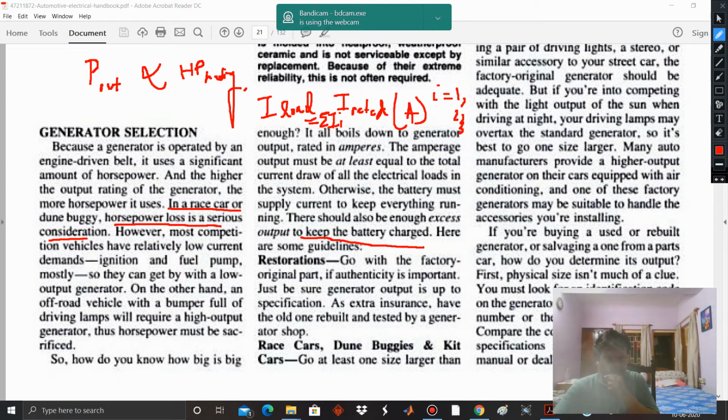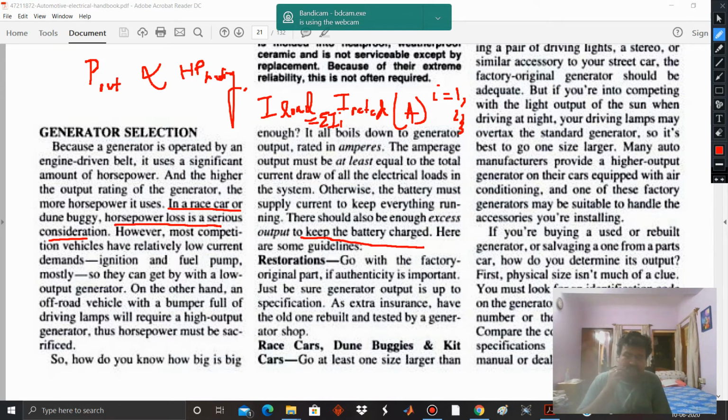So for restorations, there are some guidelines. Go with the factory original part. If authenticity is important, just be sure that the generator output is up to the specification. That has to be taken care of. So as extra insurance, have the old one rebuilt and tested by the generator shop.